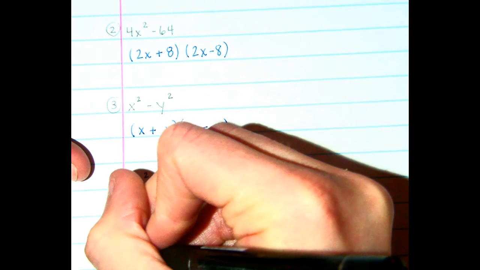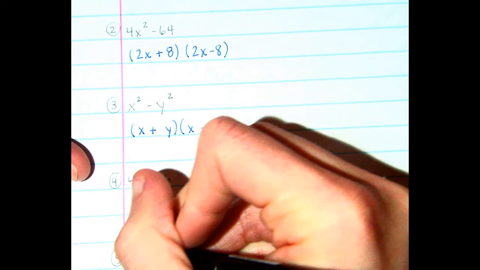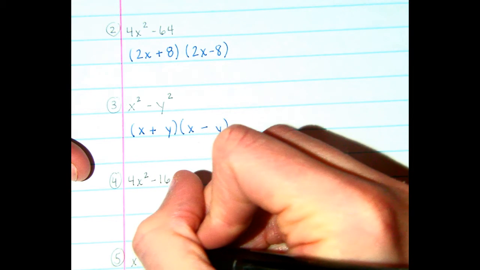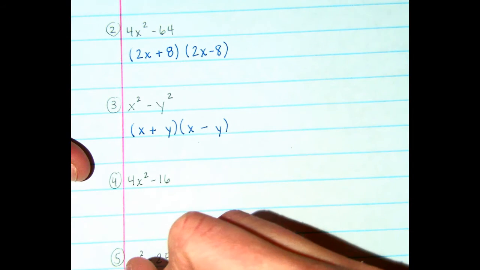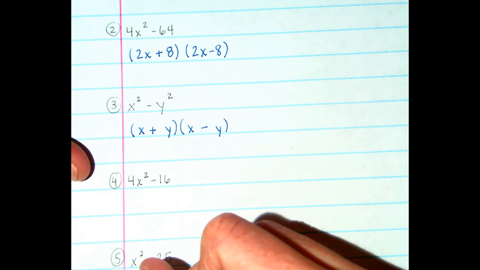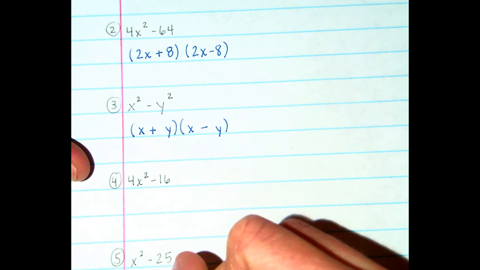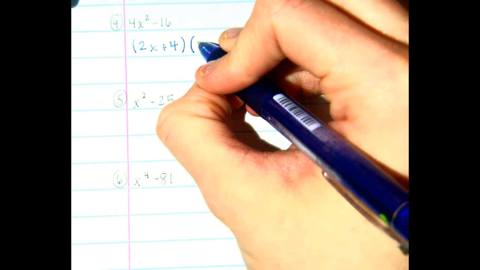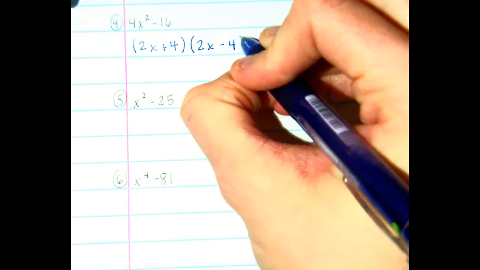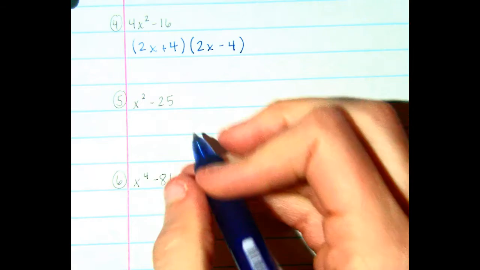Alright, number 4: 4x squared minus 16. 5: x squared minus 25. 6: x to the 4th minus 81. Try 4, 5, and 6. Alright, so 2x plus 4. Then what? Good. Number 5, what'd you guys get?